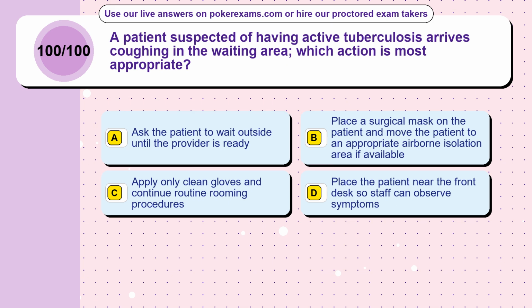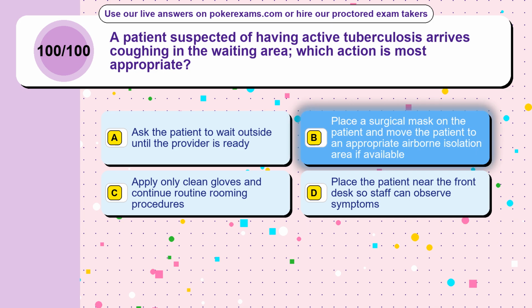Question 100. A patient suspected of having active tuberculosis arrives coughing in the waiting area. Which action is most appropriate? Option A. Ask the patient to wait outside until the provider is ready. Option B. Place a surgical mask on the patient and move the patient to an appropriate airborne isolation area if available. Option C. Apply only clean gloves and continue routine rooming procedures. Option D. Place the patient near the front desk so staff can observe symptoms.